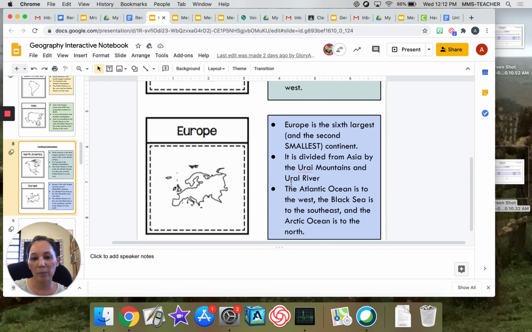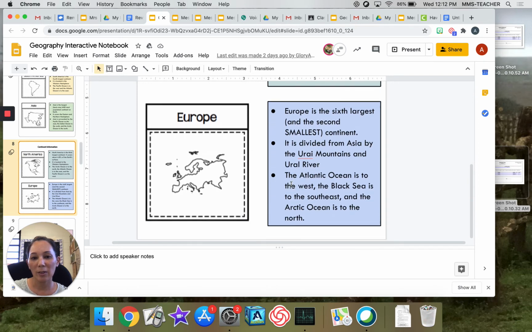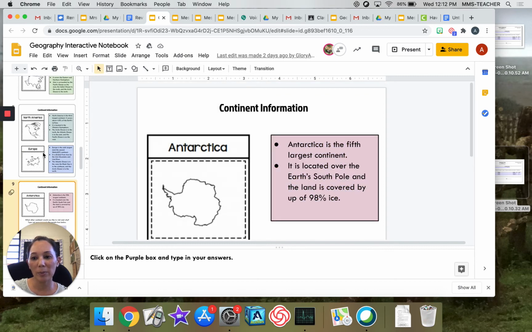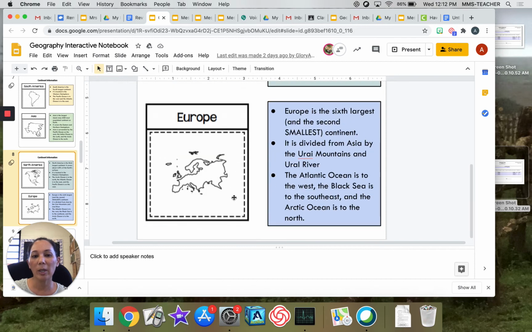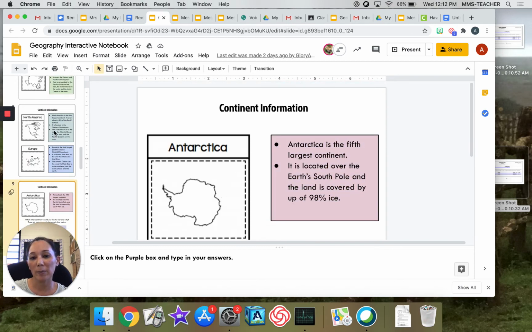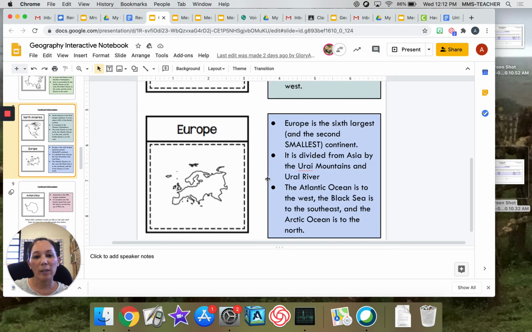Okay, Europe. Europe is the next continent. Find Europe, and under Europe, please write: Europe is the 6th largest and the 2nd smallest continent. It is divided from Asia by the Ural Mountains and the Ural River. The Atlantic Ocean is to the west, the Black Sea is to the southeast, and the Arctic Ocean is to the north.